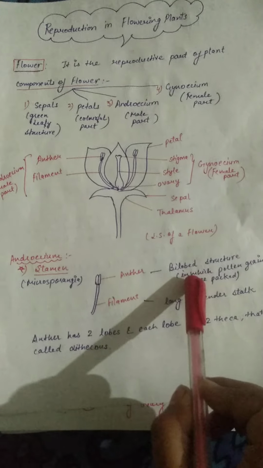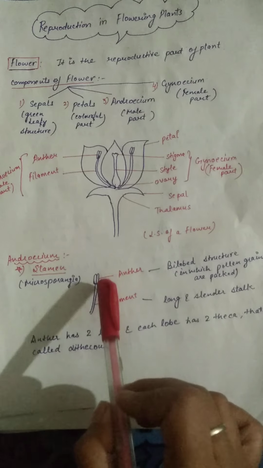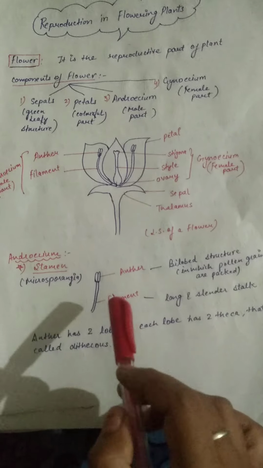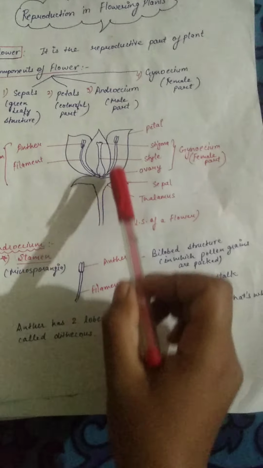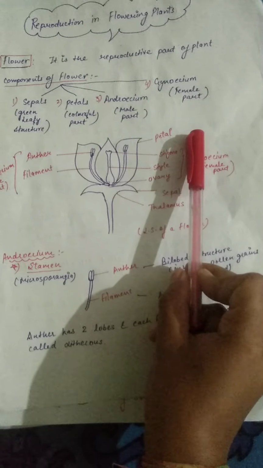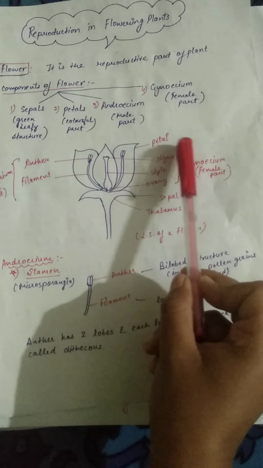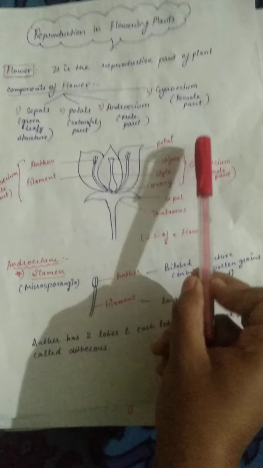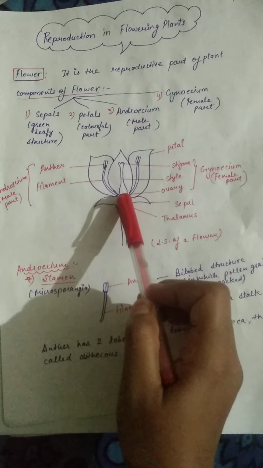Anther is a bilobed structure in which pollen grains are packed. Bilobed means it has a two-lobed structure, and the filament is a long and slender stalk. Next, the part is the gynoecium, which is called the female part. It is also called the pistil or female reproductive part, and it has three parts: stigma, style and ovary.